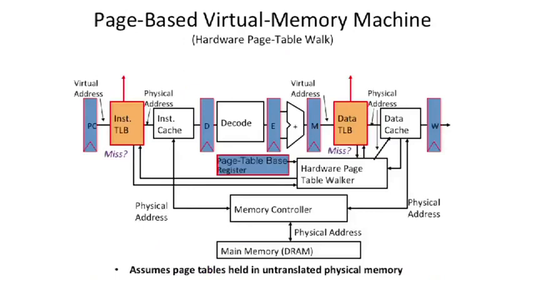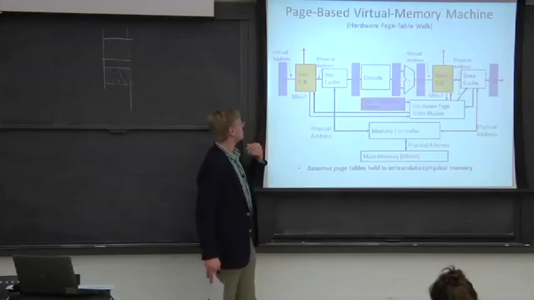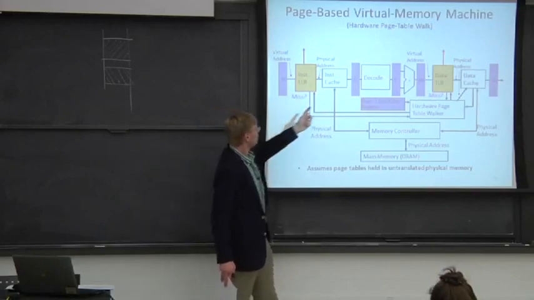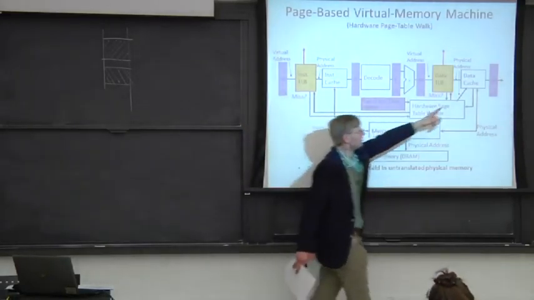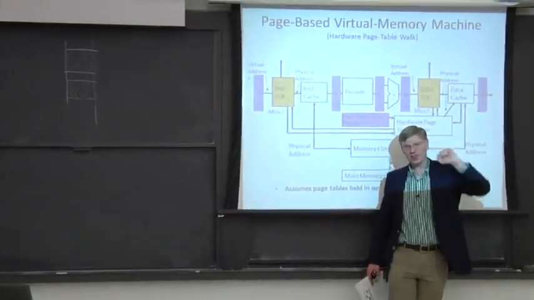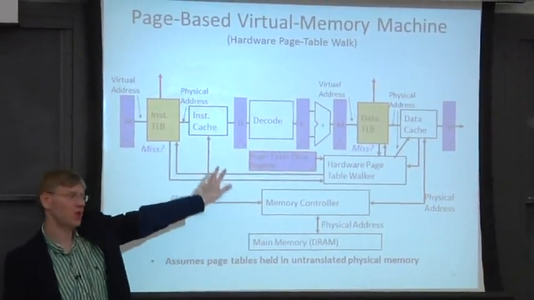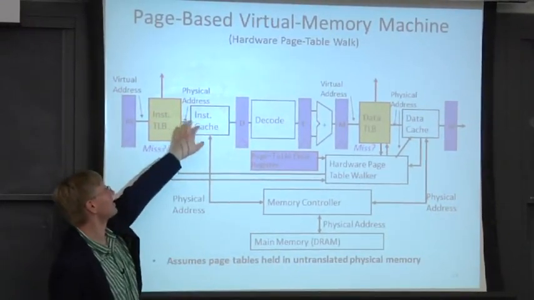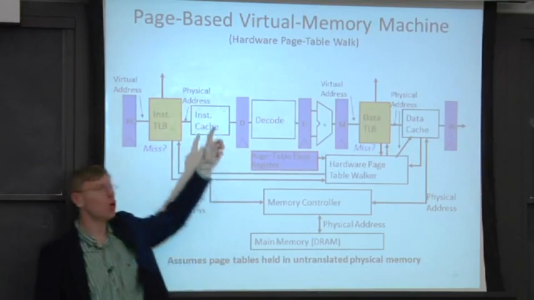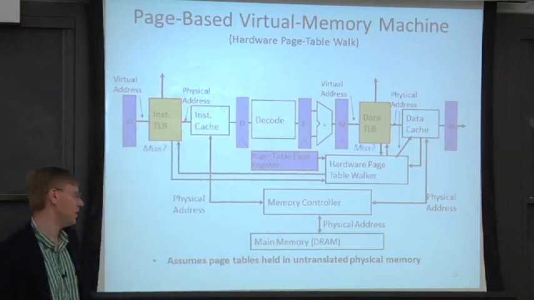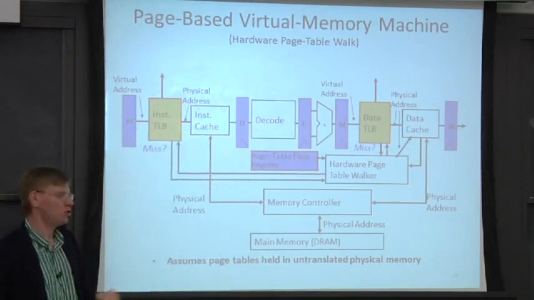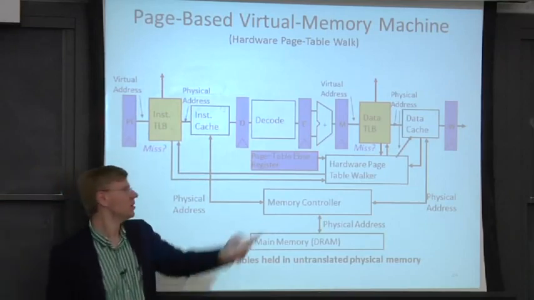OK, now we get to put it in the pipeline. So here's our 5-stage pipe. We want to be able to access our caches. And accessing our caches with virtual addresses could be problematic. We'll talk about that in a second. But it would be nice to be able to access them with physical addresses. So we want to go through our TLB to be able to access these caches.